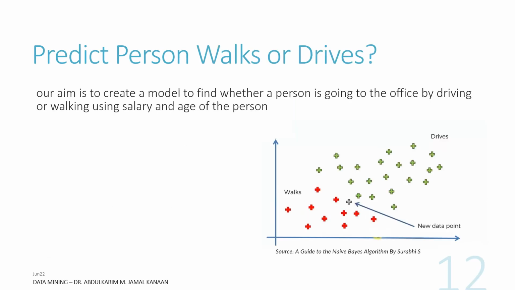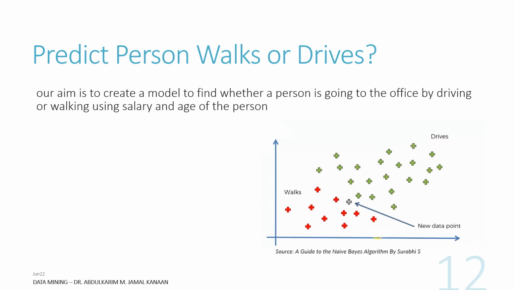P(x) is the probability of evidence. Let's take an example to understand further. Let's say you have a data set about people, and the data set includes two input features, salary and age, and the target variable is whether the person goes to the office by driving or walking. In other words, you want to predict whether such a person is going to work by driving or by walking.